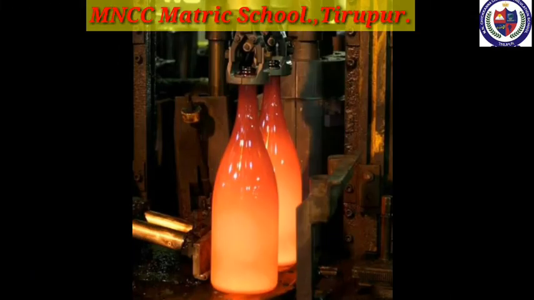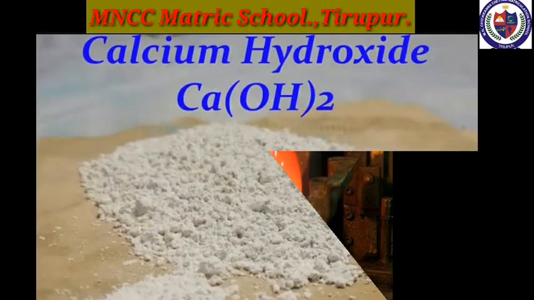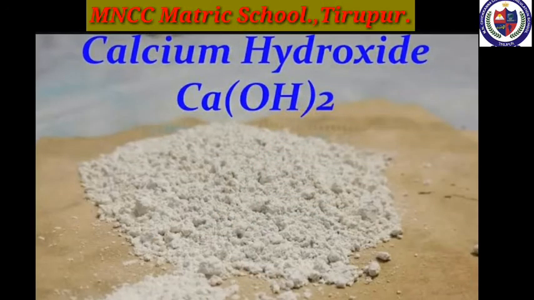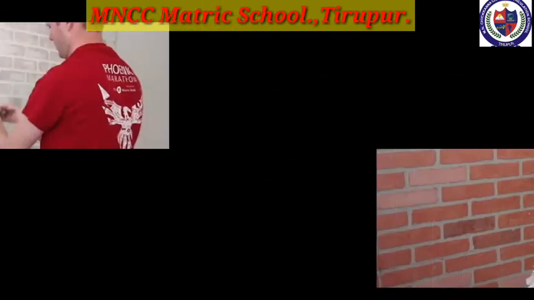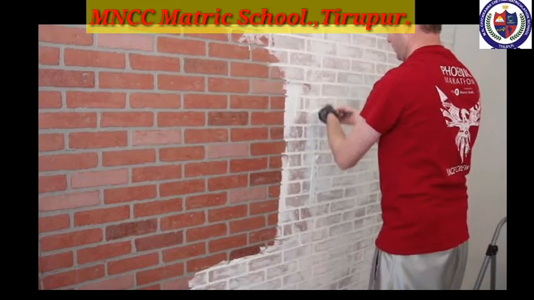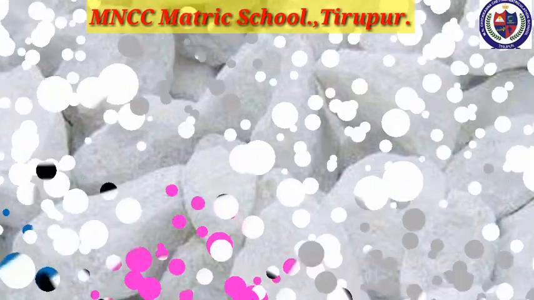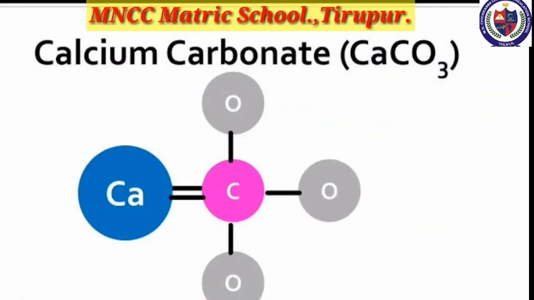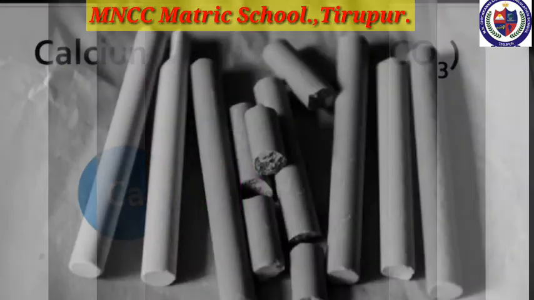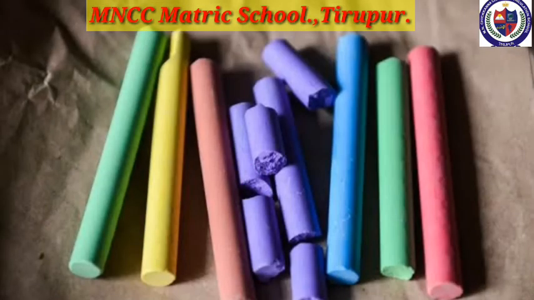Number 8, slaked lime. Chemical name calcium hydroxide. Constituents calcium, oxygen and hydrogen. It is used in whitewashing of walls. Number 9, limestone. Chemical name calcium carbonate. Constituents calcium, carbon and oxygen. It is used in the preparation of chalk pieces.